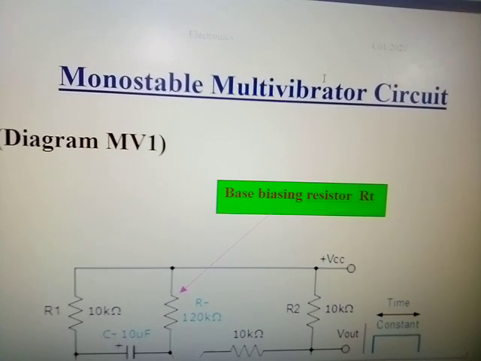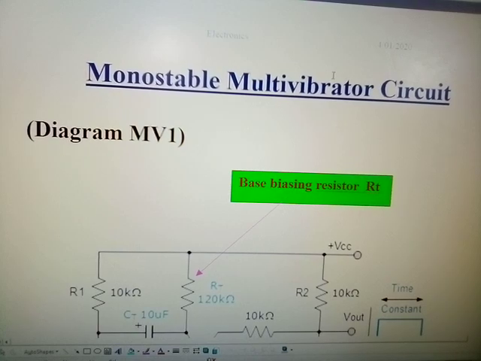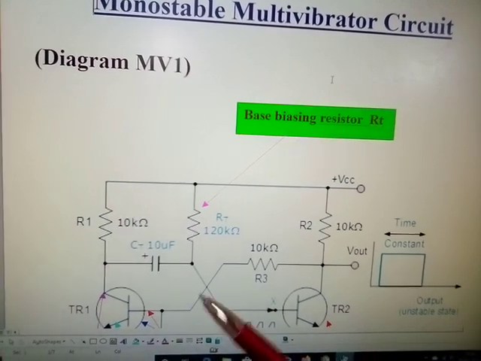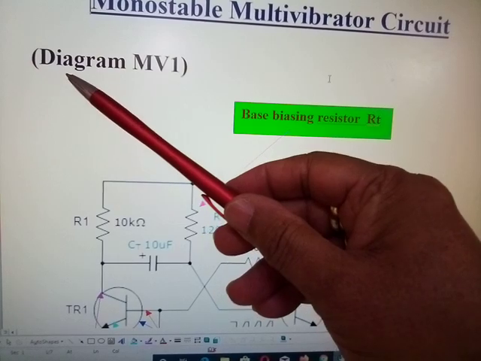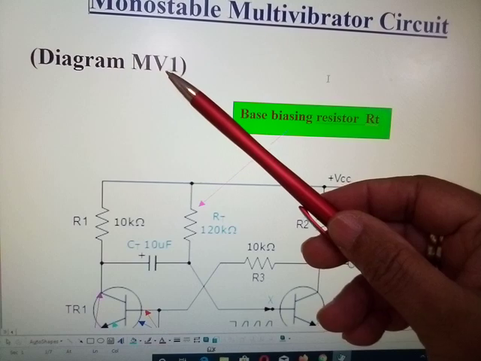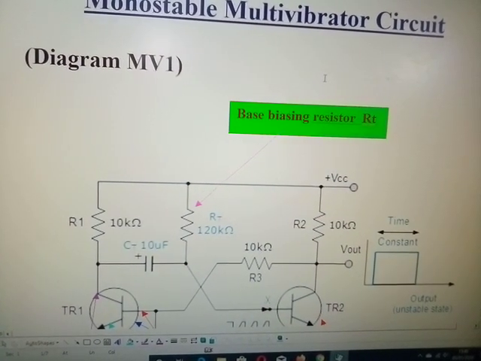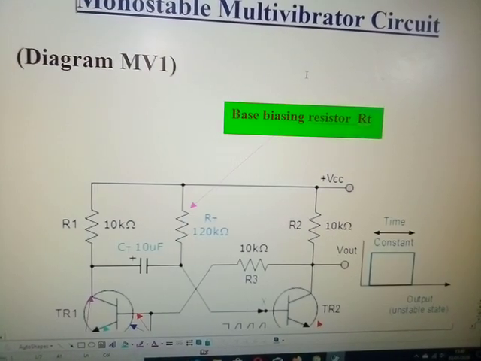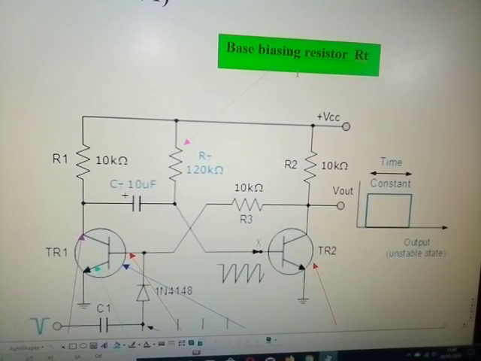Now here you'll see that I have taken the opportunity of showing you the diagrams first before I went into any text. So here, sorry, let me just bring the diagram up a bit more clearer. Now here you'll see I've simply put it as diagram MV, monostable multivibrator 1, okay? Now I'm just going to go up so we get it in full view and in full sight. Okay, that's good.